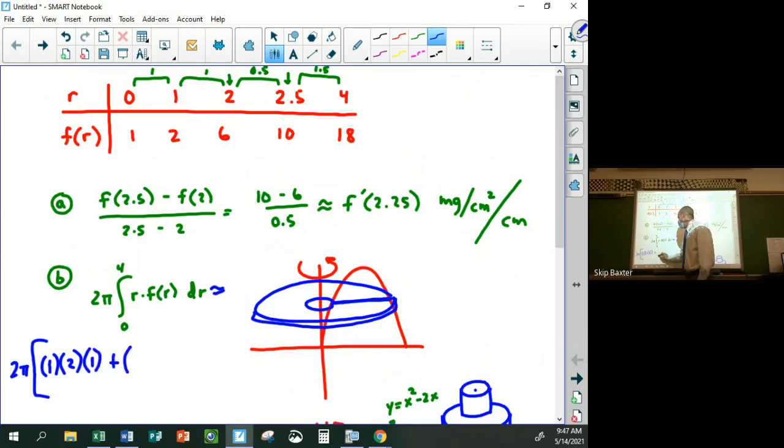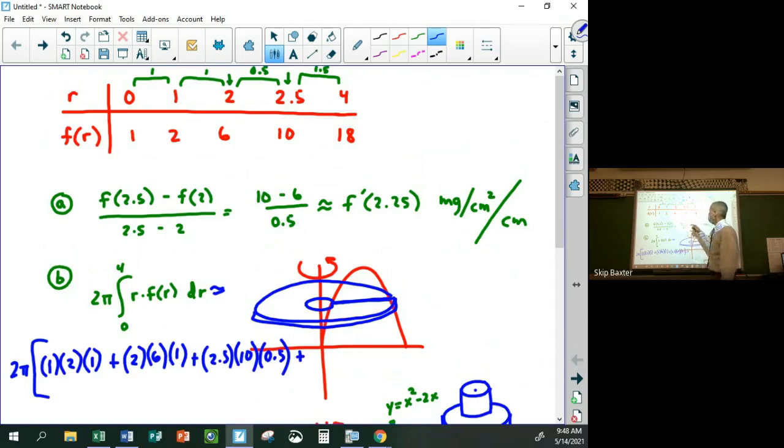And then the next one is going to be 2 pi r, which is 2, times f of r, 6, times the thickness, which is 1. Then the next one's going to be 2 pi r, which is 2.5, times f of r, 10, times the thickness, which is 0.5. And the fourth one is going to be 2 pi r, which is 4, times the height, 18, times the thickness, which is 1.5. That's the answer that they wanted in this problem.